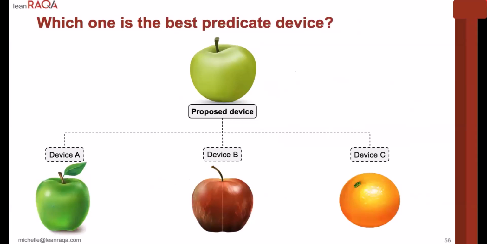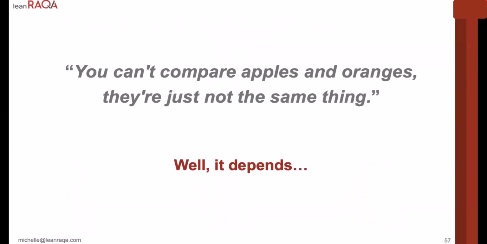So which one is the best predicate? It seems pretty obvious that device A is almost a one-to-one comparison. Device B, you could probably make an argument for it and just say, hey, it differs in color, but the color is really insignificant to the overall intended use and purpose and technological features of the device. But device C seems to be a little bit of a stretch. So, because you can't compare apples and oranges, right?